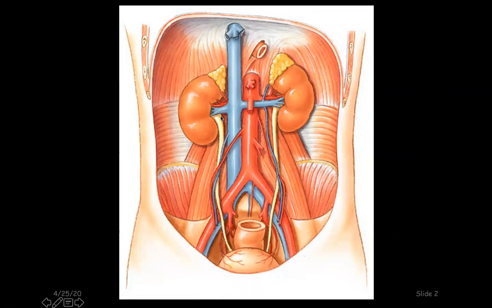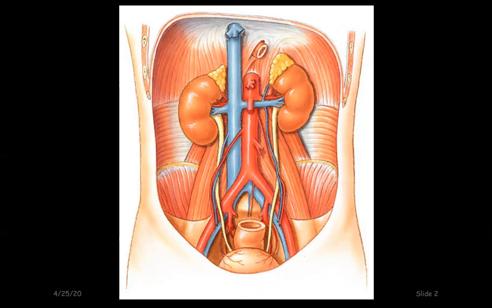The kidneys are located against the dorsal abdominal body wall. They're lateral to the vertebral column at about the level of the 11th and 12th ribs. They're held in place by the overlying parietal peritoneum, the surrounding organs, and some connective tissues.